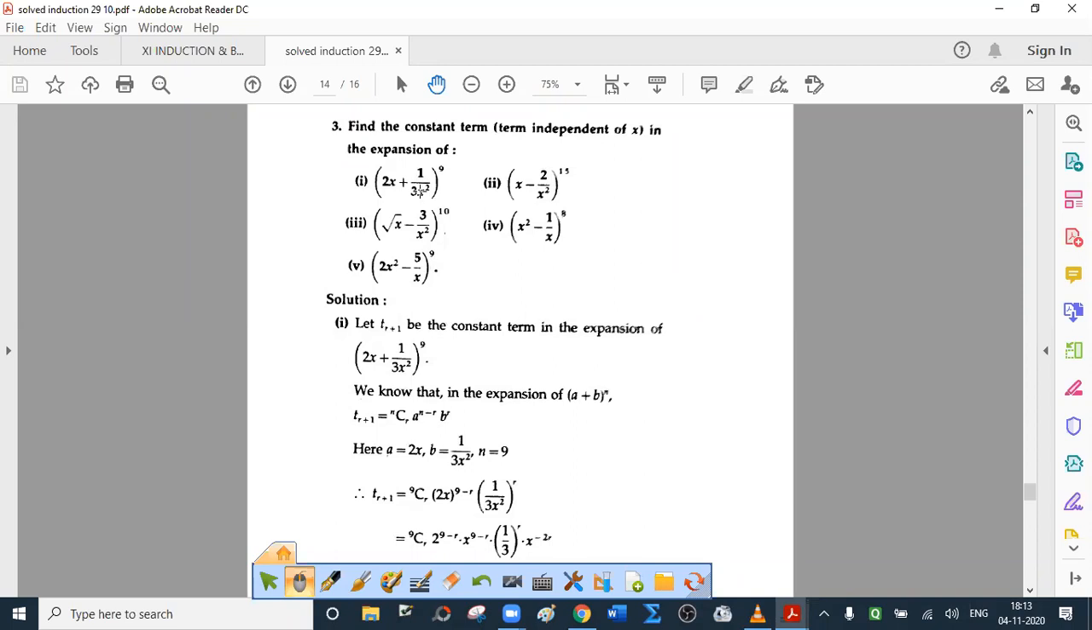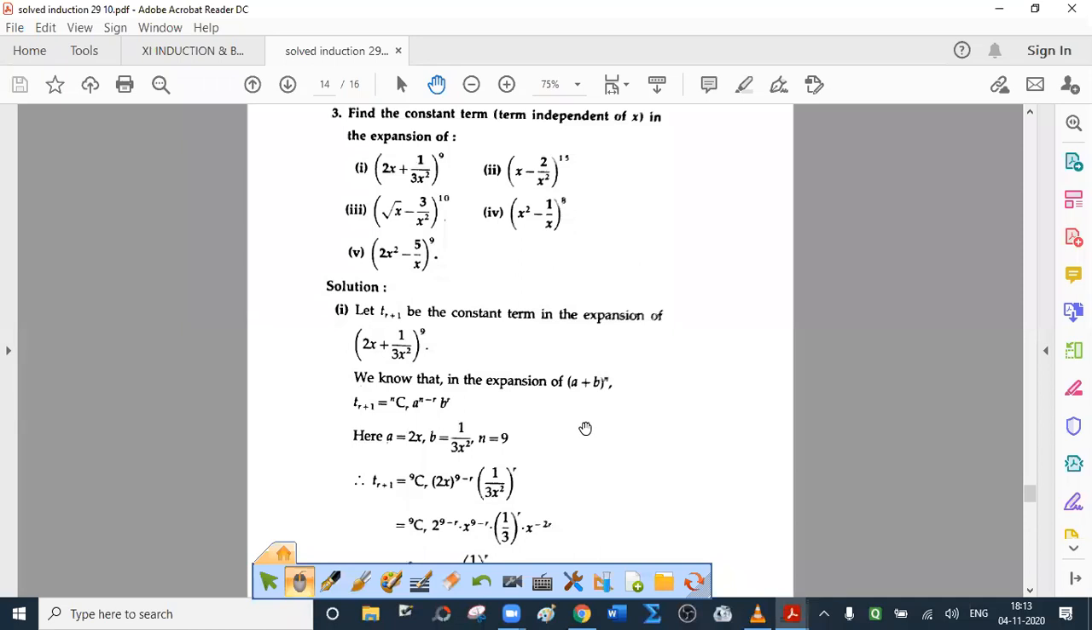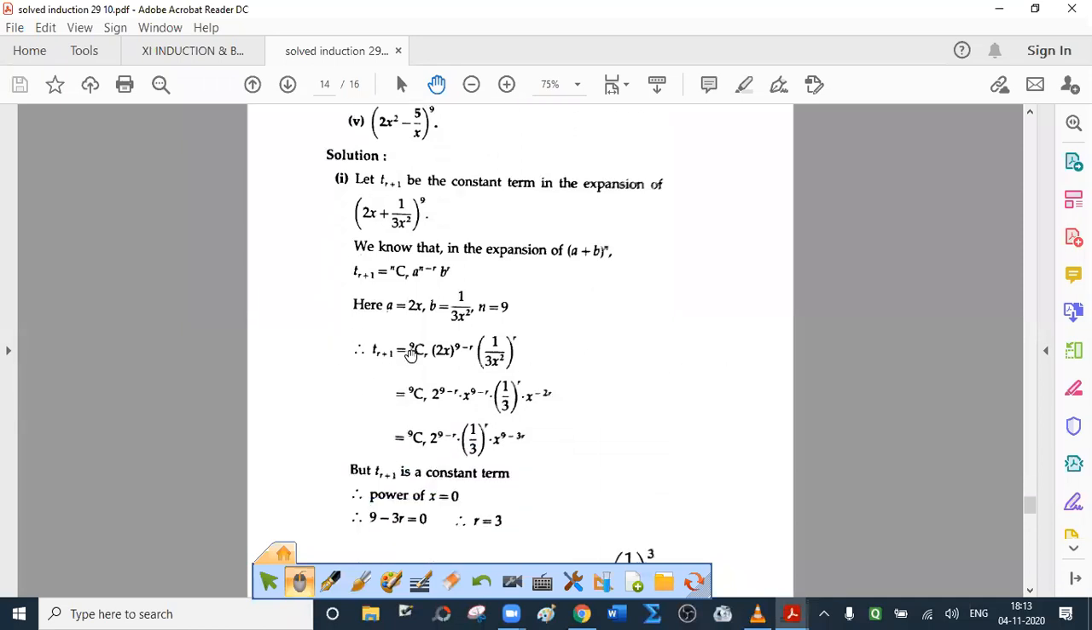The first one, find constant term in the expansion of (2x plus 1 upon 3x square) raised to 9. See, this is the general term. tr plus 1 equal to 9cr (2x) raised to 9 minus r into (1 upon 3x square) raised to r. Same logic. Take constant part out of this. So 9cr, see 2 raised to 9 minus r. What is difficult? Binomial theorem? No. Laws of indices.